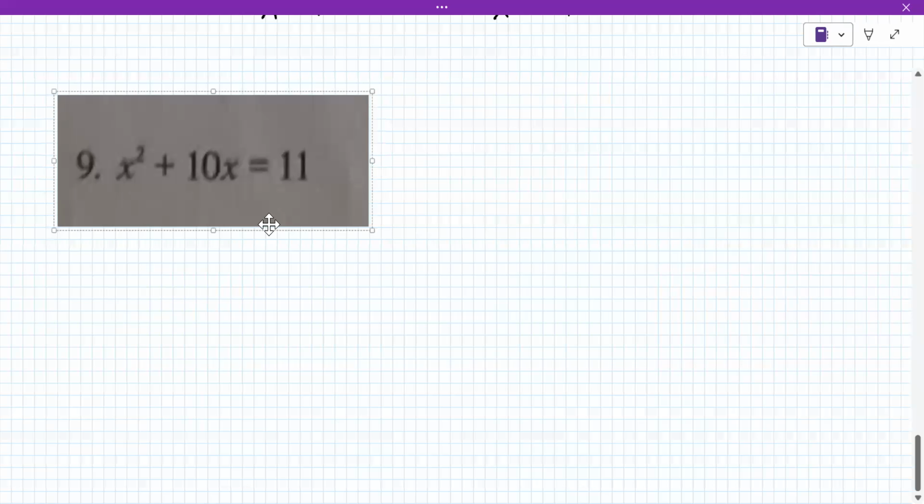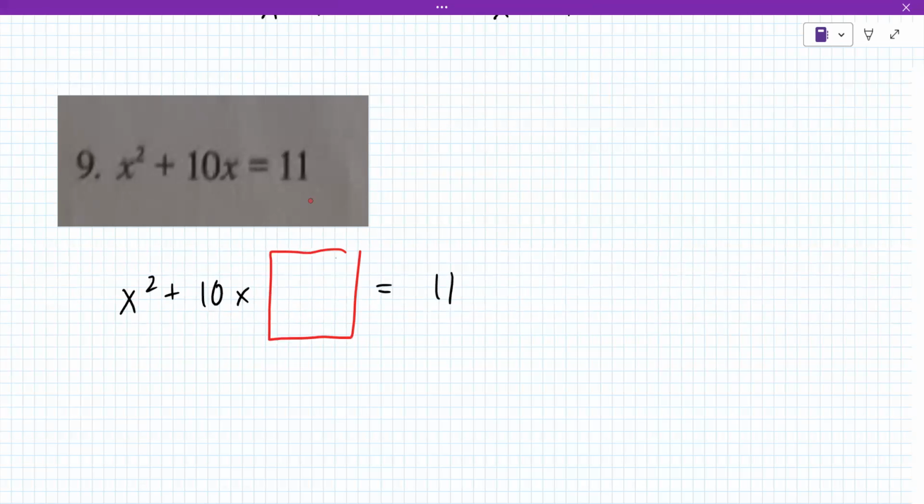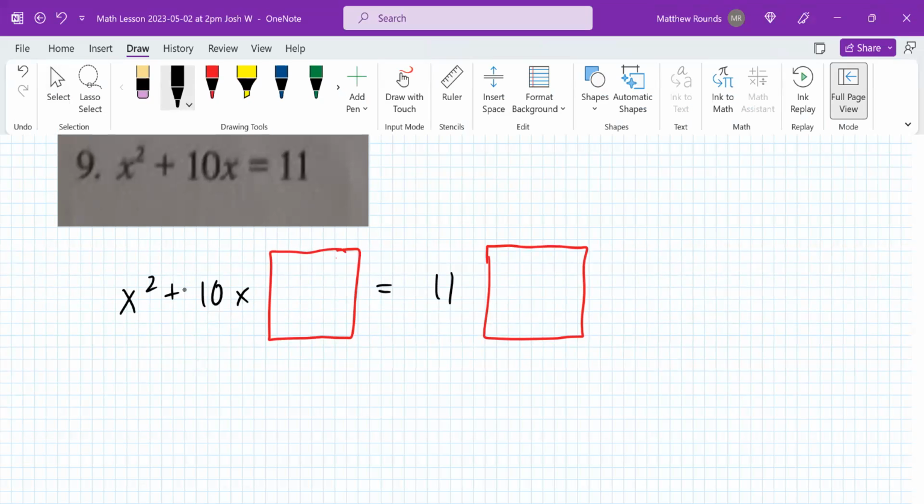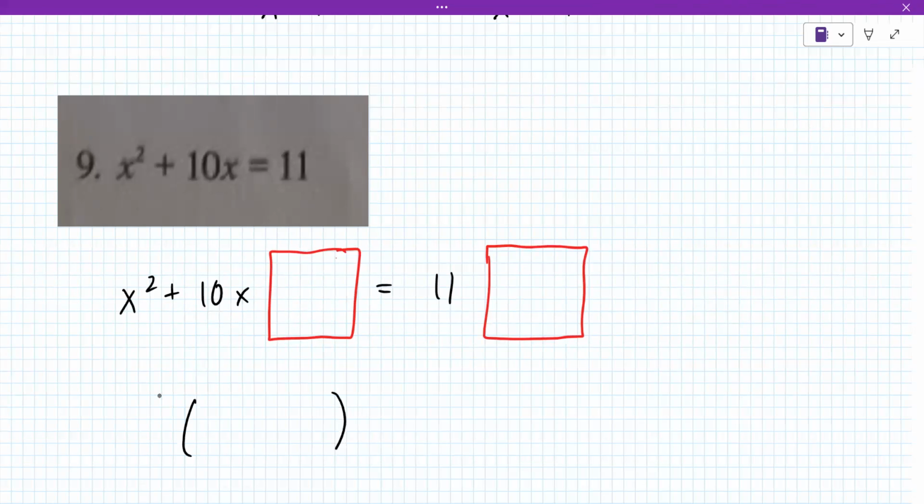So here's what I'm seeing. We got x squared plus 10x equals 11. Just like the previous problem, I'm going to draw this big square, rectangle, depends on how good I draw it. I want you to look back at what we did in number 8, and tell me what goes in parentheses down here. It's basically the same process, different numbers. Whatever you did in problem 8, you'll do here, but apply it to new numbers.